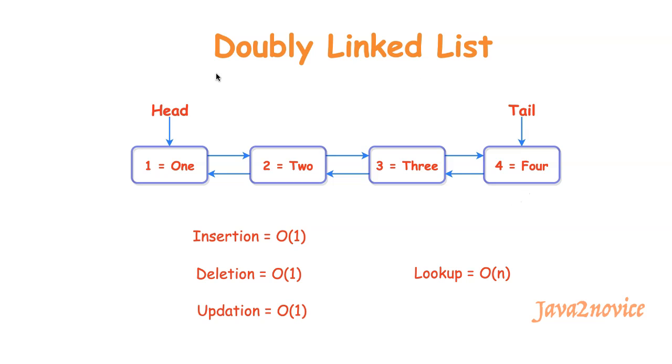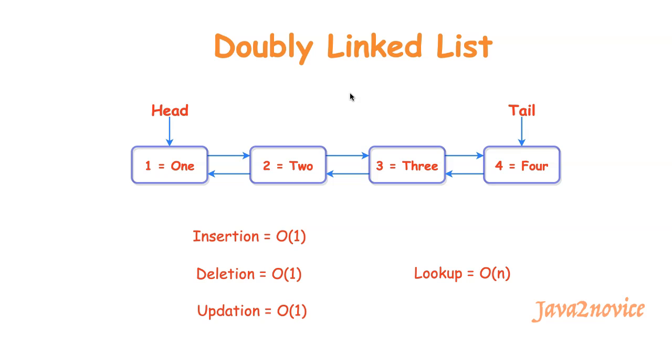The main reason to choose a doubly linked list is it takes constant time, or big O of 1, to perform insertion, deletion and update if we know the address of the node. So inserting a node at the head, deleting a node at the tail, or updating a node in the middle of the linked list is always constant time. But the lookup operation is linear with this linked list. It is big O of n in the worst case. So we cannot choose a doubly linked list alone for our use case.